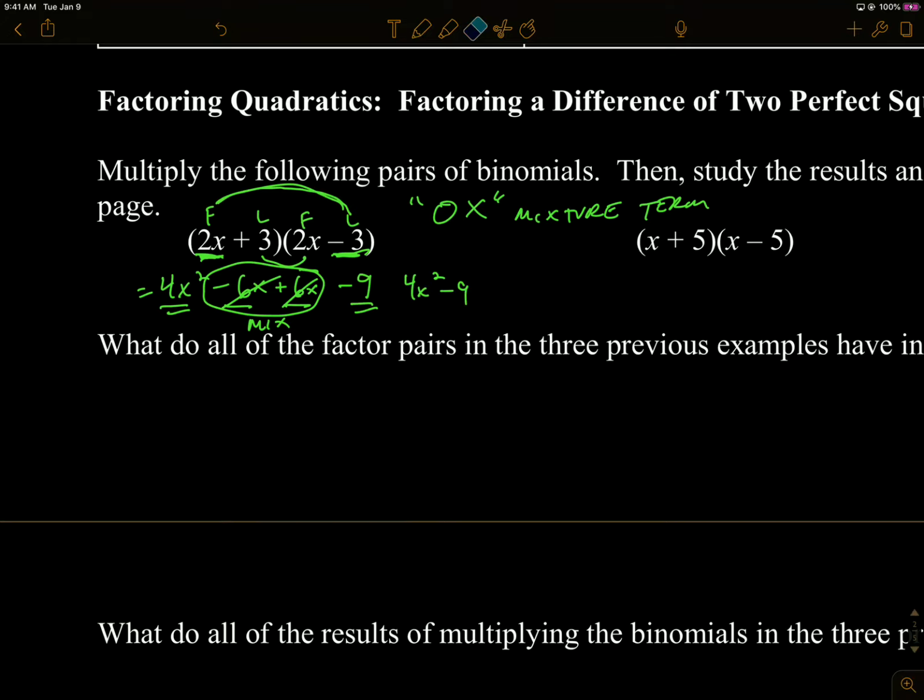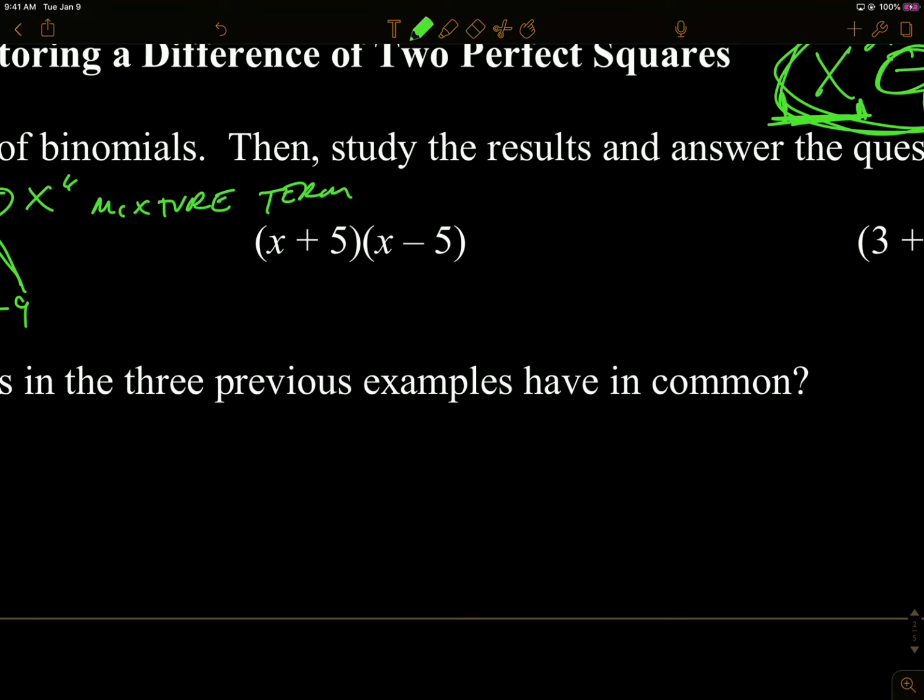What there is to notice here for this shortcut is that if these are perfect squares, the first term in each is the same, and it's always the square root of 4x squared. The square root of 4 is 2. The square root of x squared is x. The square root of 9 is 3, so that's the last terms, and there is no middle term because the signs are opposite. Okay? So let's look at the next one. Because the firsts are the same, the lasts are the same, and the signs are opposite, I know that when I multiply these out, I'm going to get the first times the first and the last times the last. The middle terms will cancel out. They always add up to 0x.